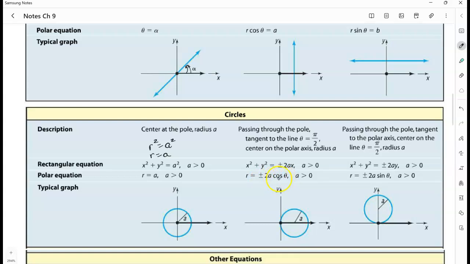So notice that change here: cosine of theta, because we're shifting left or right. But if we were to shift this up or down, notice it's going to have a sine of theta right here. So we could play around with this. Let's go to Desmos.